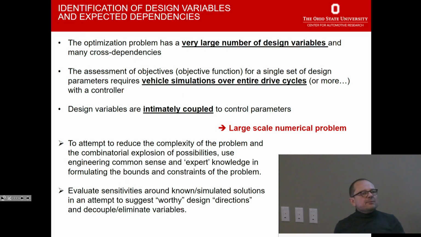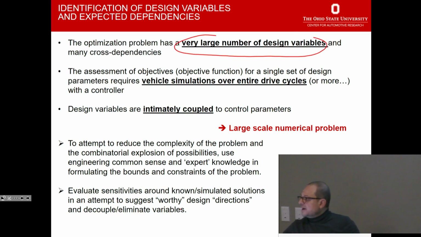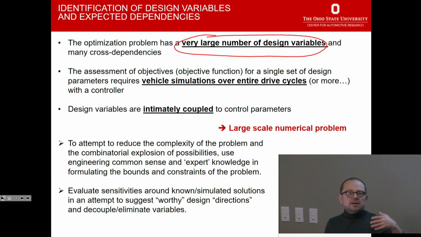So what are some of the characteristics of these optimization problems that make them interesting and challenging? Well, first of all, you typically have a very large number of design variables. You can select the gear ratios in the gearbox, the size of the battery, the size of the electric machine, the size of the engine, and I'm not even going into architecture.